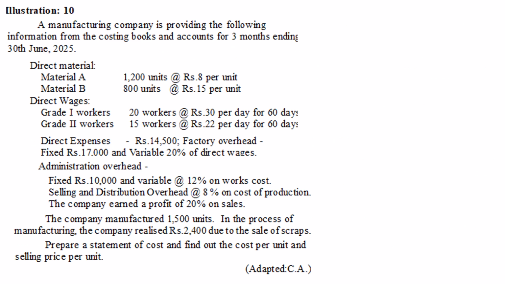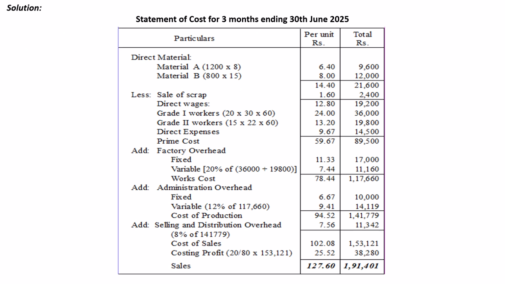Illustration 10. A manufacturing company is providing the following information from the costing books and accounts for 3 months ending the 30th of June 2025. The details are presented here. Solution. Statement of cost for 3 months ending the 30th of June 2025 is presented here.